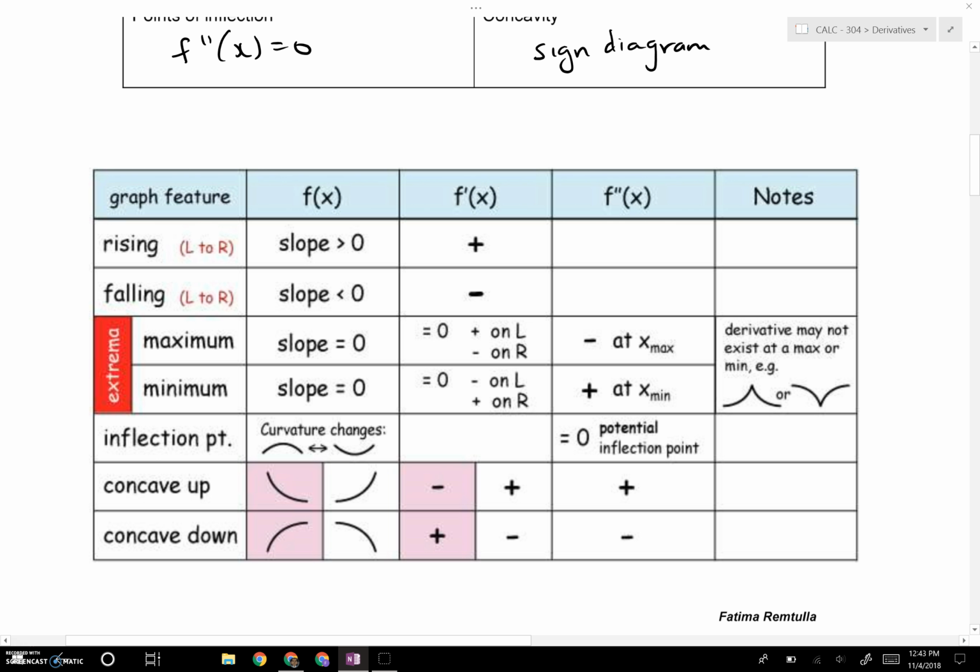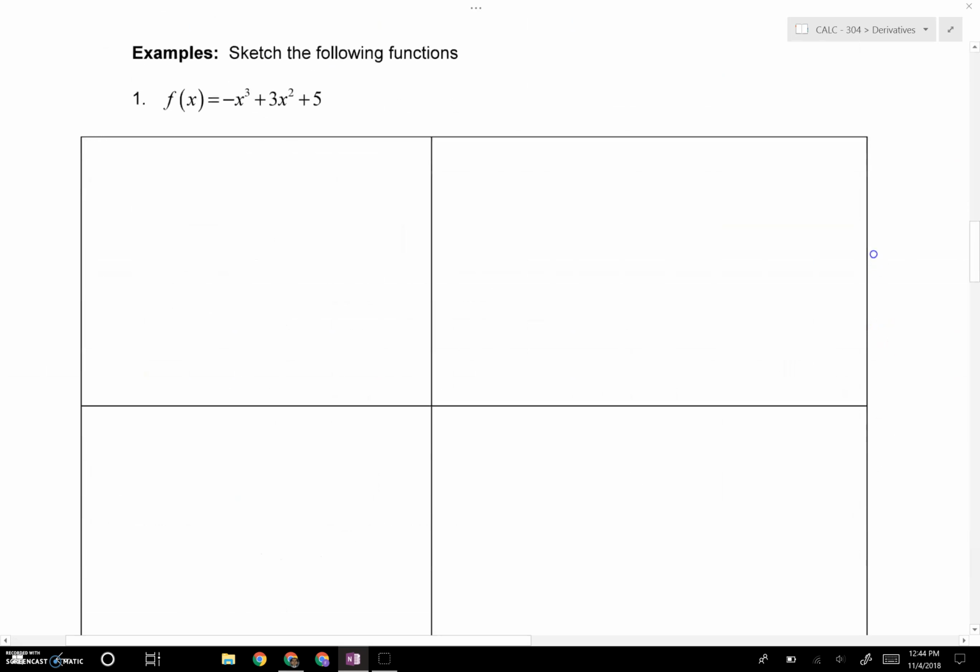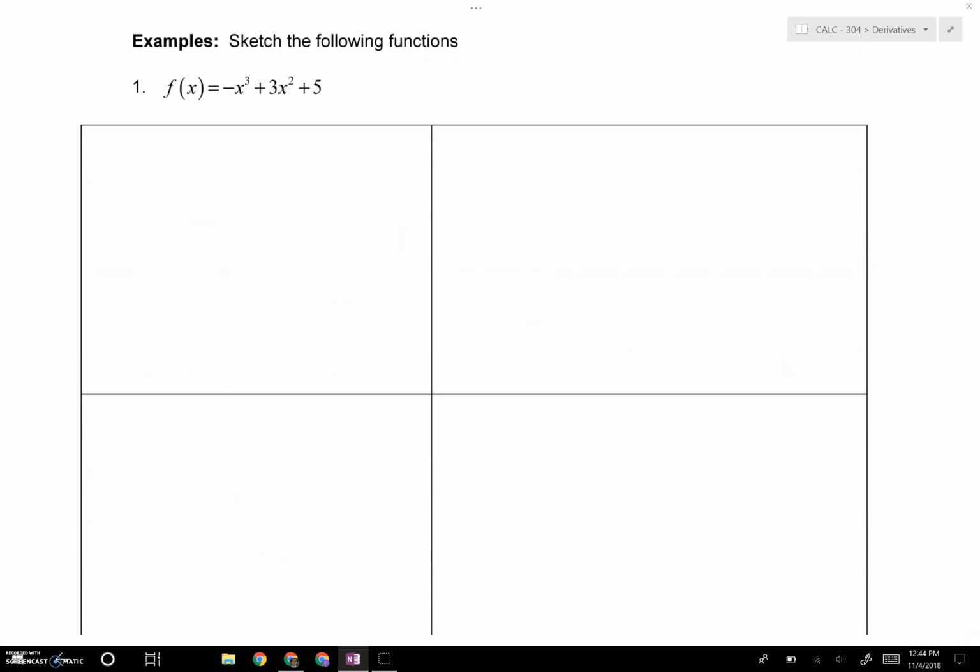So recognize that both I and the IB and the Ontario and whoever else, doesn't matter, everybody has different ways of showing the same information. Your job is to be able to interpret it into a way that you can work with so that you can move forward. Let's try our first example. So it says here, sketch the following function. Here's my function. It's a cubic function.